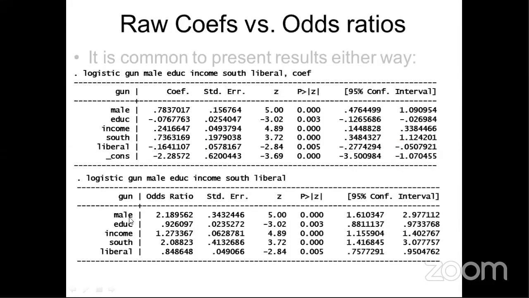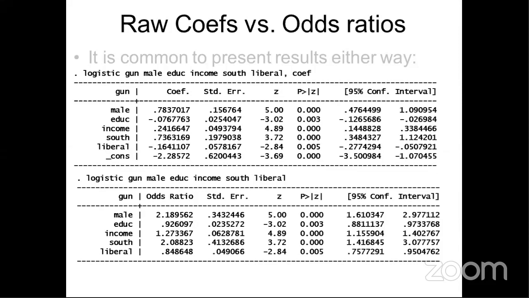So for example, related to interpretation of the odds ratio for male, the probability of owning a gun by a male is almost double compared to female, because the odds ratio is 2.18. That represents about 2 times higher than the females. This is the way you have to interpret the odds ratio. Whereas in the case of education it is less than 1.